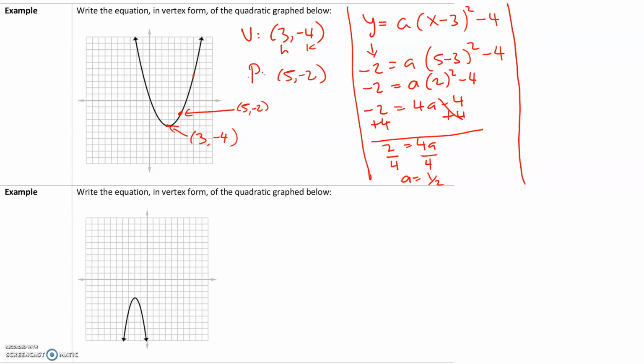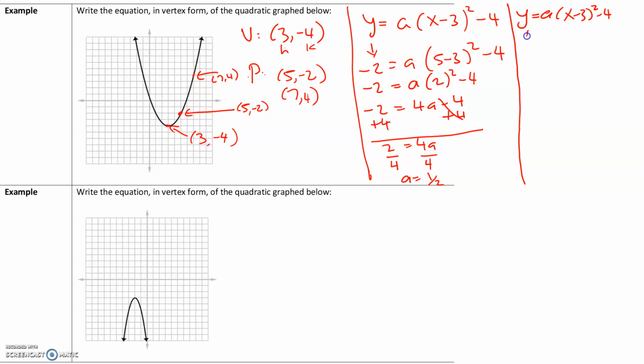Instead of picking the point 5, negative 2, what if I pick this point, which is the point 7 comma 4? Let's see if that would make a difference. So my equation is y equals a times x minus 3 squared minus 4. That's my equation just with the vertex plugged in. So let's plug in the point, this one right here, which is the point 7, comma 4.